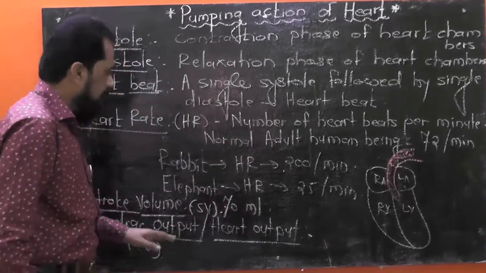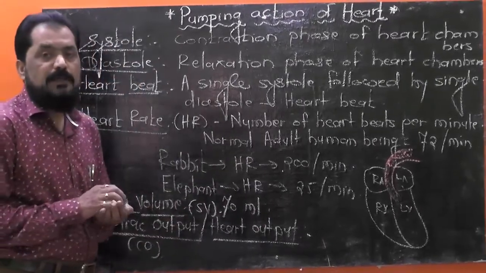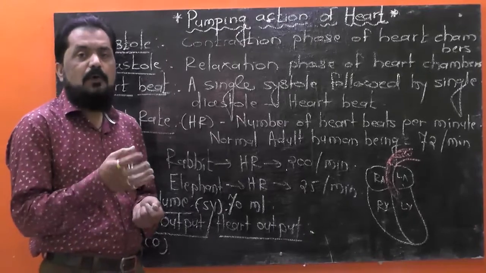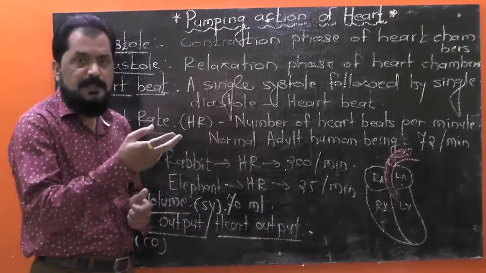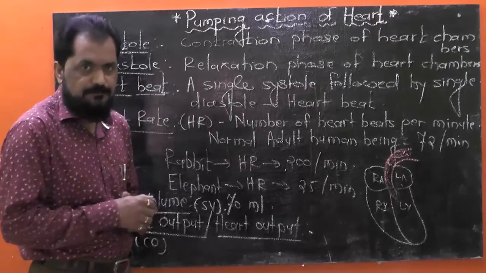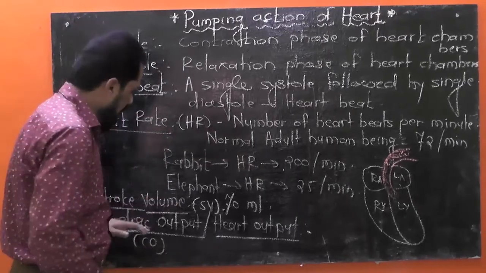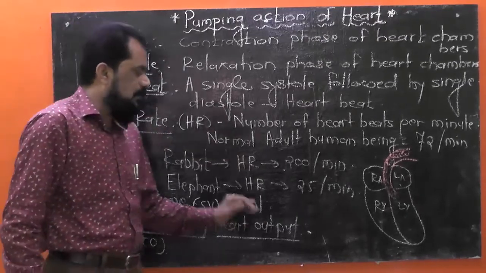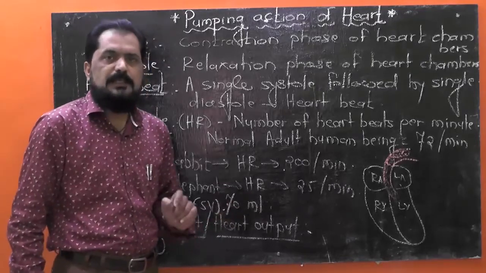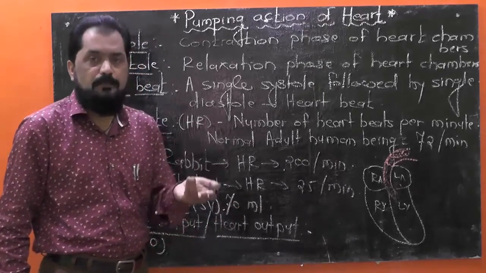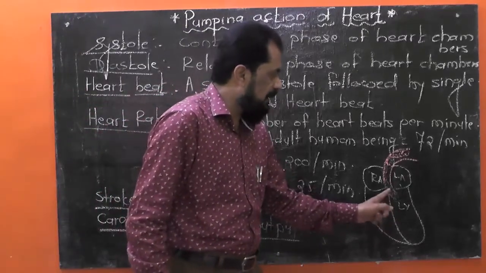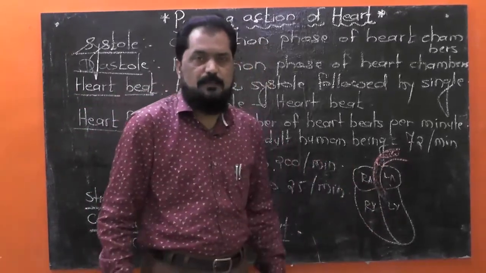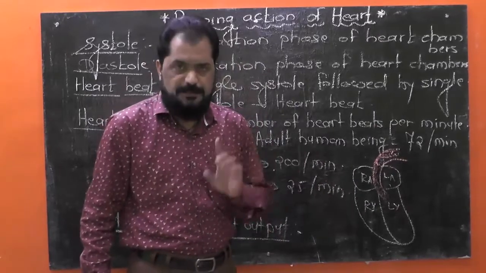While cardiac output is defined as the volume of blood pumped by the left ventricle per minute. Listen, cardiac output or heart output is defined as the volume of blood, the amount of blood pumped by the left ventricle into the systemic aorta per minute.